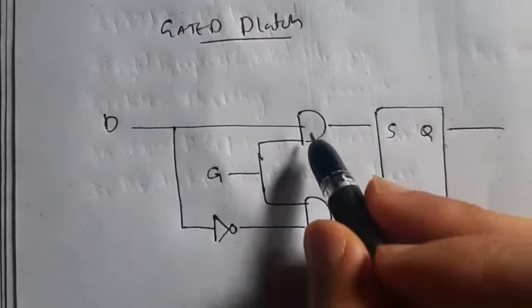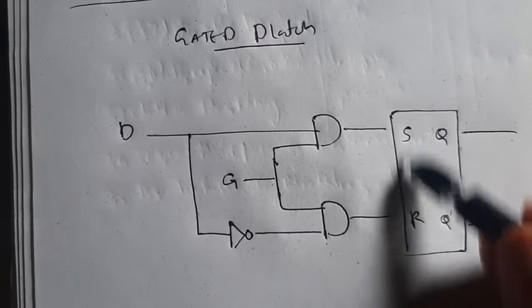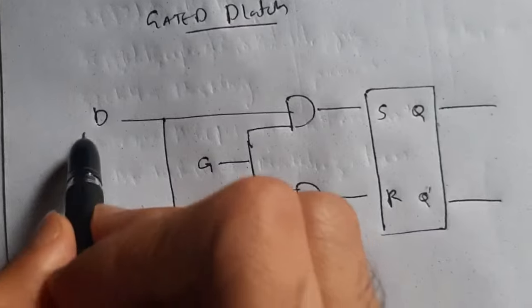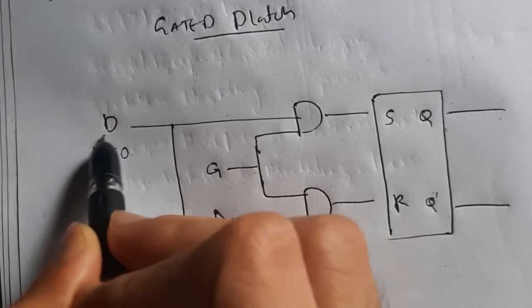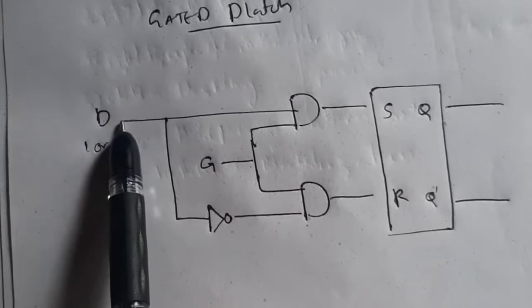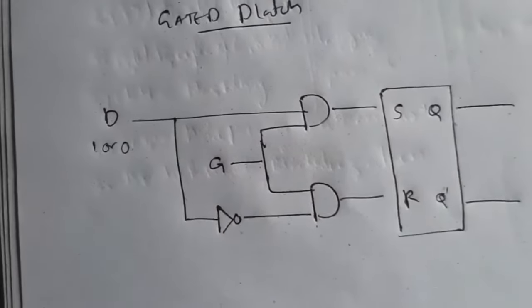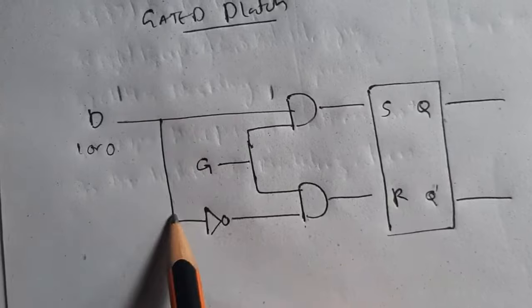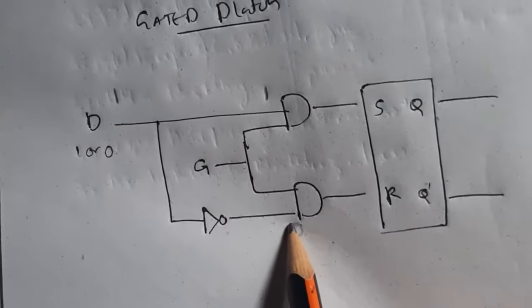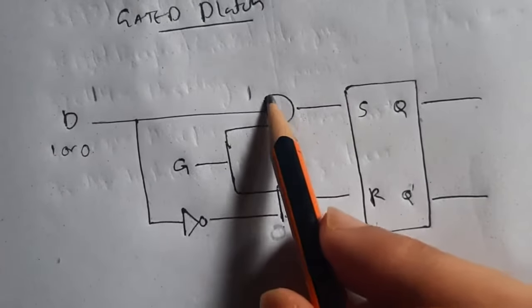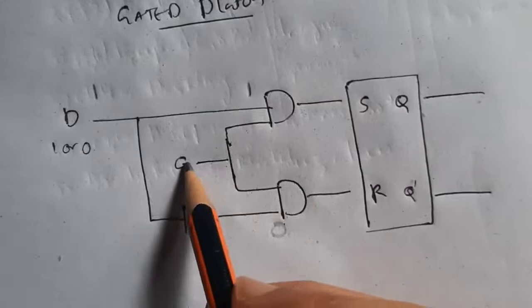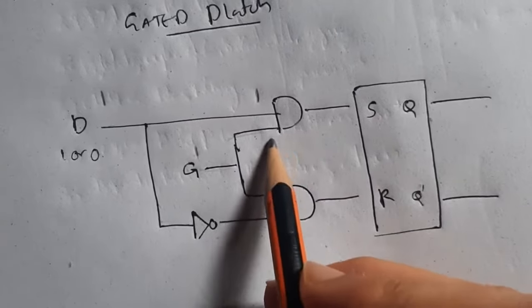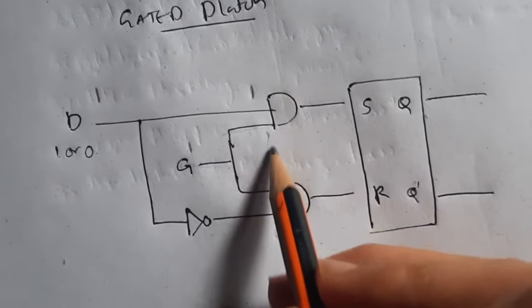In a gated D latch, you will have two AND gates, and this is the SR latch. Okay, this is the SR and D is here. D means you can input 1 or 0. Okay, so start from here. If I have put D as 1, so 1 will go here and 1 will come here. Due to the NOT gate, it will become 0 and it will be 0 here. Okay, now as you know, an AND gate works only if both are 1. Okay, now this is G. G means gate.